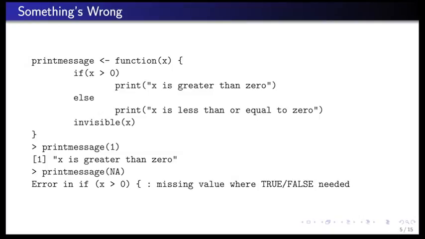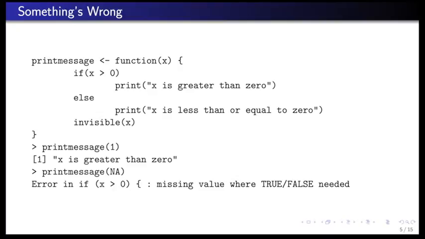So now I'm going to pass it NA directly, and I'm going to get an error here because you can't make the comparison if NA is greater than 0. It's not defined, so it doesn't know what to do. It can't move on, so it has to error out. You get an error saying that in the expression if x is greater than 0, you have a missing value. It was expecting TRUE or FALSE, and instead it got NA, which is neither TRUE nor FALSE.